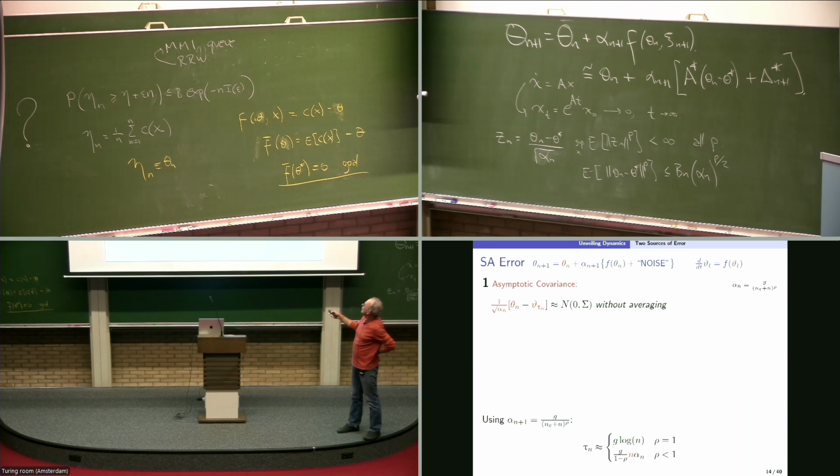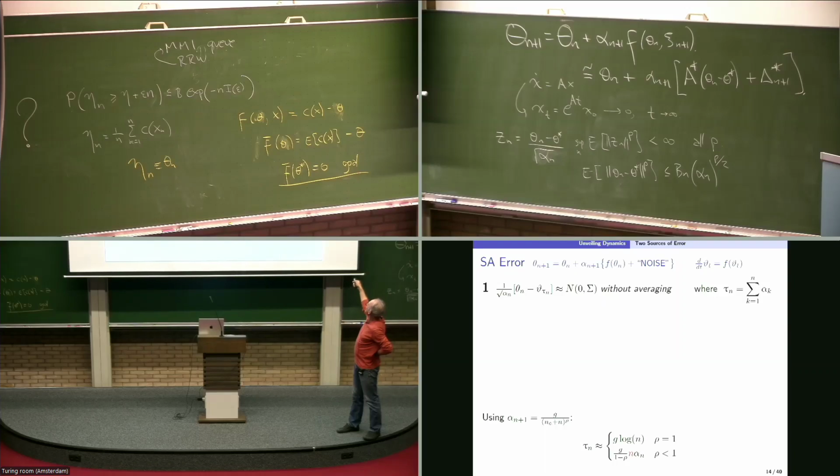There's a mistake here. This should have been first. So this tau n, which is the sum from k equals 1 to n of alpha k, that's like the integral of dt. That alpha k is like dt, for the k-th sampling interval in an Euler approximation. So tau n would be the natural time scale for the ODE.